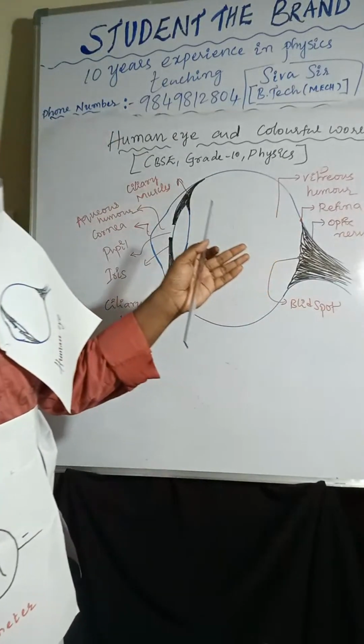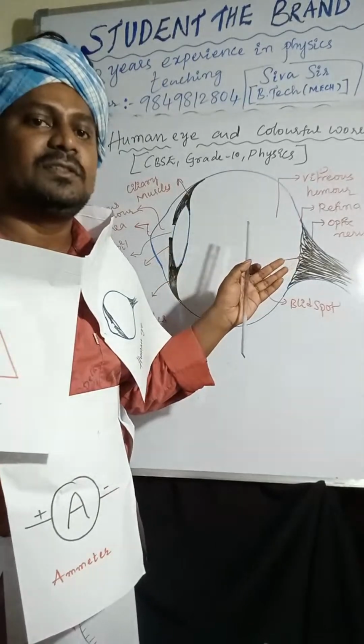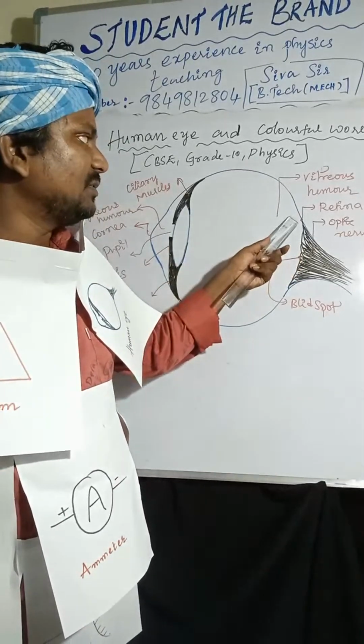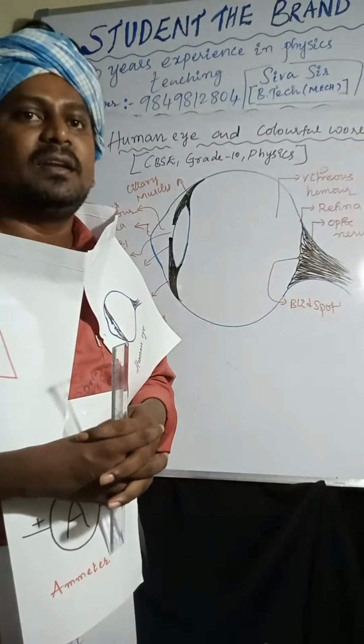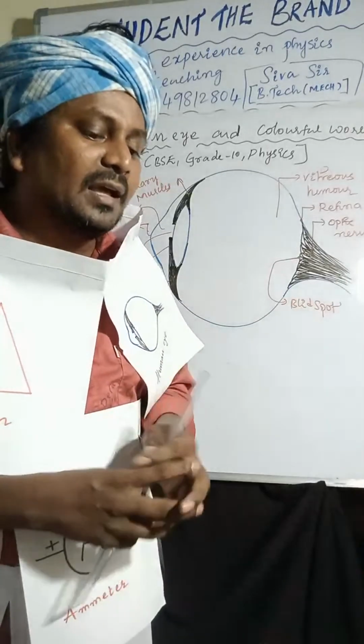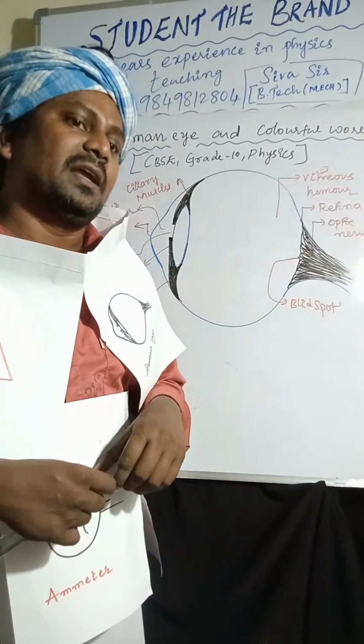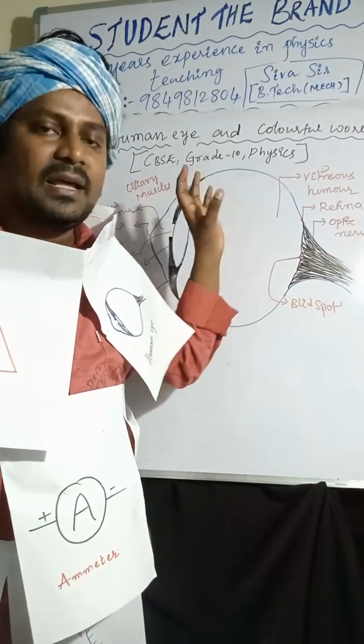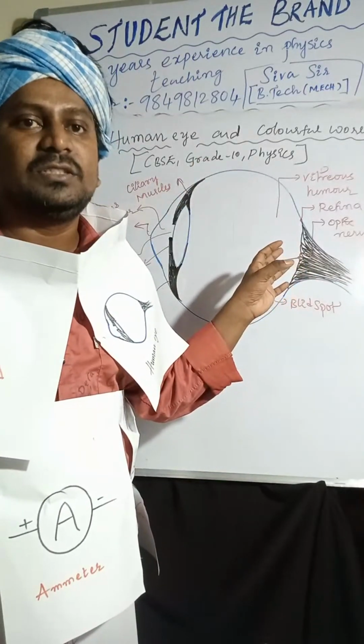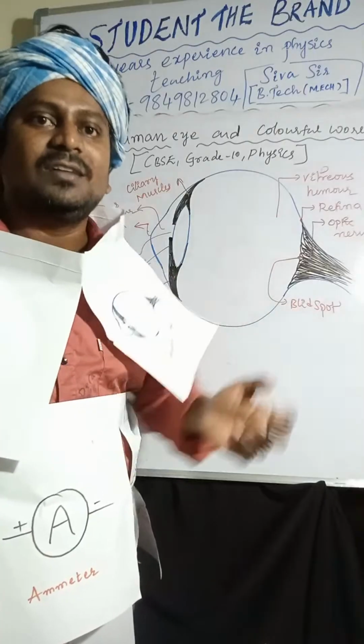The retina is a light sensitive screen. So the image will form at the retina. There are two light sensitive cells there: rods and cones.